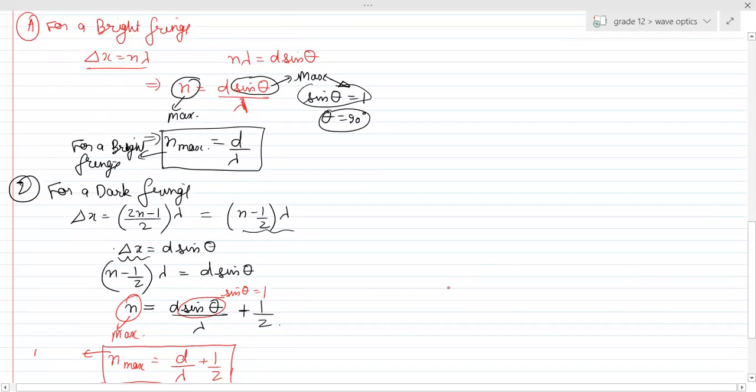So basically this is the value of n max. Is that clear? लिख लो. This is for dark fringe है ना, थोड़ा सा ध्यान रखना. This is for dark fringe. This is the maximum possible value of n for a dark fringe.